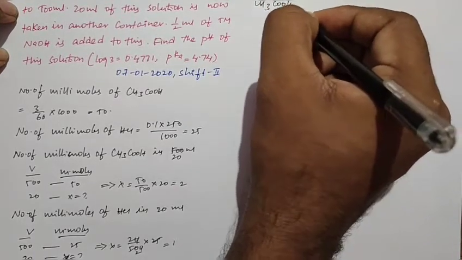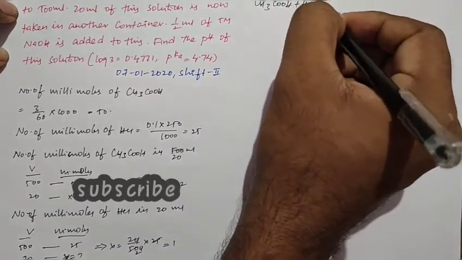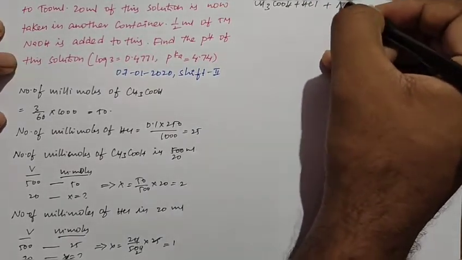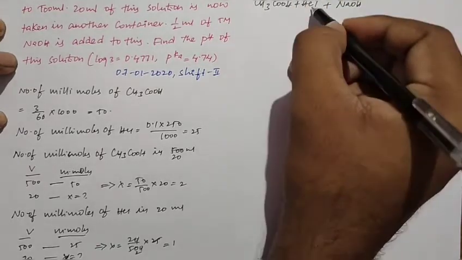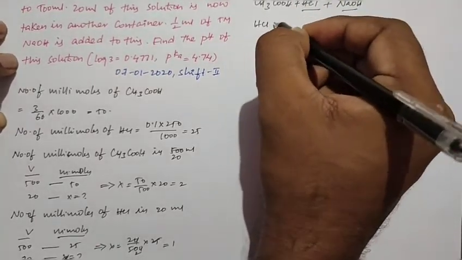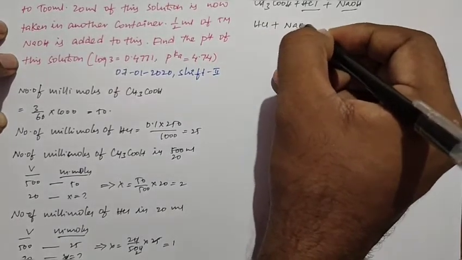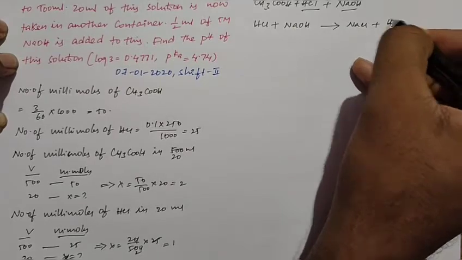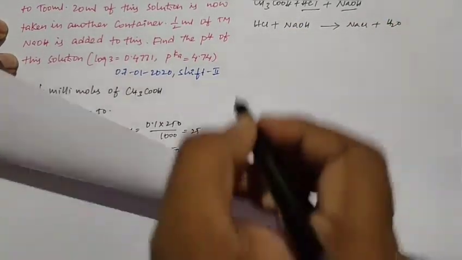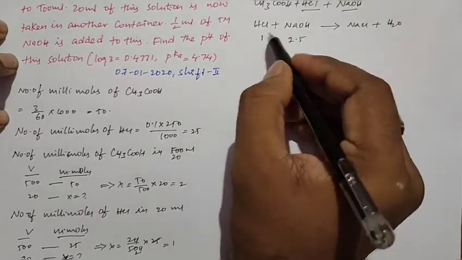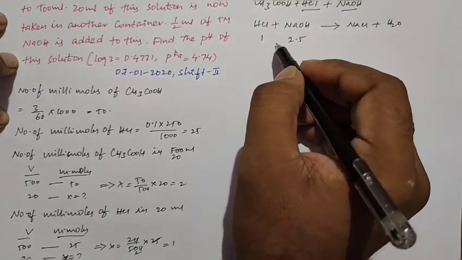So the given mixture has CH3COOH plus HCl, and to this solution we add the NaOH. HCl and NaOH are a strong acid and a strong base, so first they react together. HCl plus NaOH gives NaCl plus H2O. Here the number of millimoles of HCl is 1 and NaOH is 2.5. Both react together in equimolar amounts.